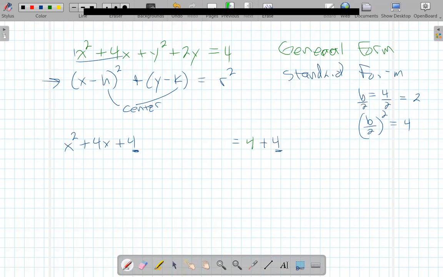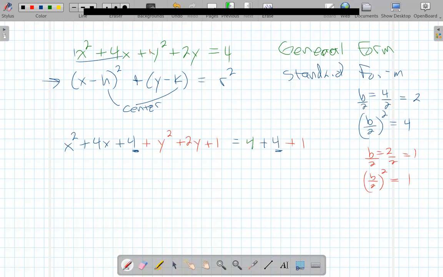Have to do the same thing with the y's. So I want that to be a 1y, which it is. So I have plus y squared plus 2y, and then I repeat this process. Now my b is 2. Cut that in half to get a 1, and then square it. 1 squared is 1. So that means I have to add a 1 to make this a perfect square for y. And I also have to balance the equation and put a 1 over there too.